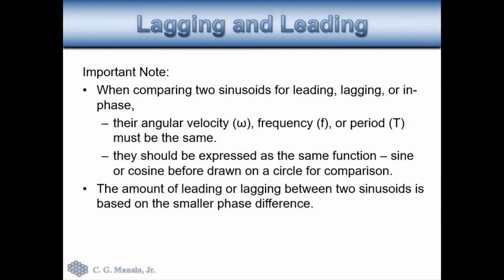Important note in comparing sinusoids in terms of leading or lagging: their angular velocity has to be the same. So that means they have the same frequency or the same period. If we compare them and draw them on a circle, they have to be expressed as the same function, so it's either sine or cosine. Now, the amount of leading or lagging between the two sinusoids will always be the smaller phase difference.